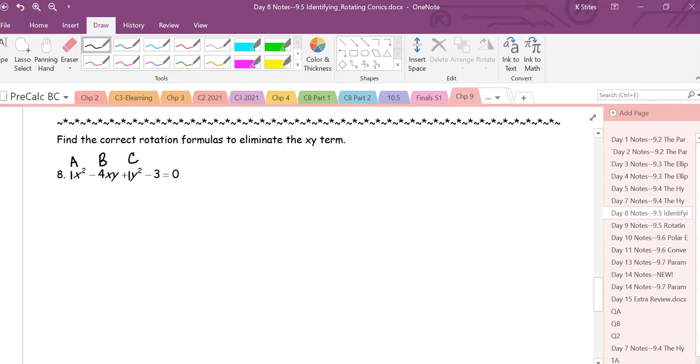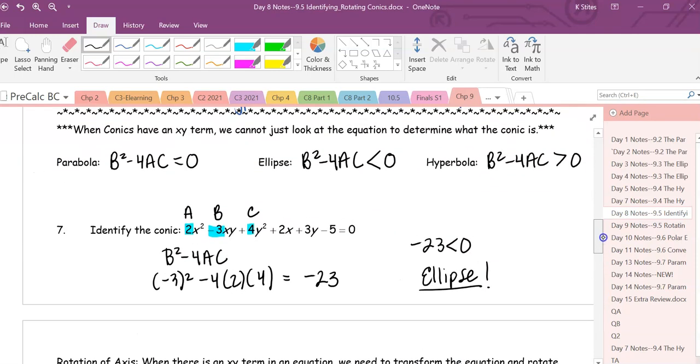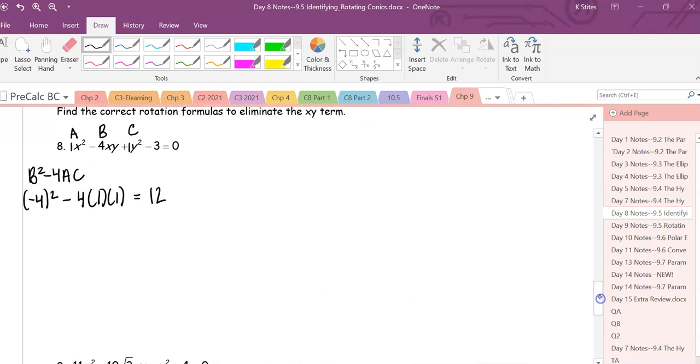And just for practice here, let's go ahead and figure out what type of problem this is, or what type of conic. So to do that, I'll do b squared minus 4ac: negative 4 squared, minus 4 times 1 times 1. And that's going to be 16 minus 4, which is 12. 12 is greater than 0. So this is going to be a hyperbola. Again, you're not going to actually see the hyperbola right now. We're going to talk about that tomorrow. But this is a hyperbola that has been rotated.